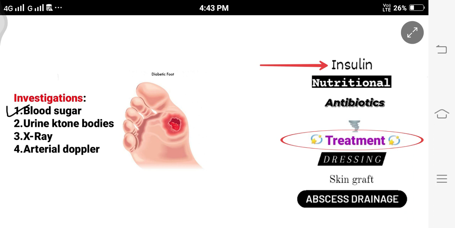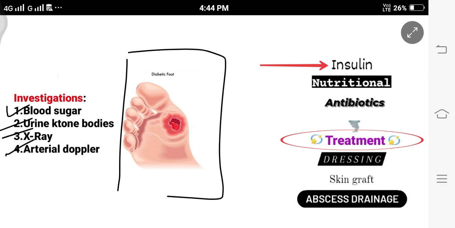Now what are the investigations, how can we find whether it is a diabetic ulcer or not? First, check the blood sugar level. We can check both the random blood sugar and the fasting blood sugar level. Then use the urine ketone bodies test. If ketone bodies in the urine are increased, then we can say they have a diabetic ulcer. Then do an x-ray of that part and the arterial doppler. In the arterial doppler, using the ultrasound technique we examine the arteries of the limbs. Here you can see in the picture, this is a diabetic foot with an ulcer. See, patches form in the foot, and this will lead to ulceration and pain in the foot.